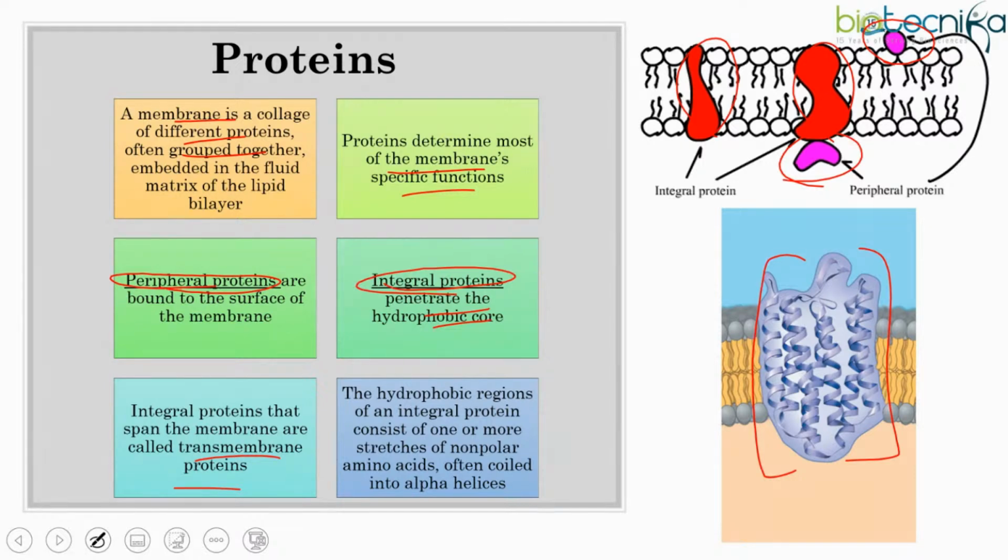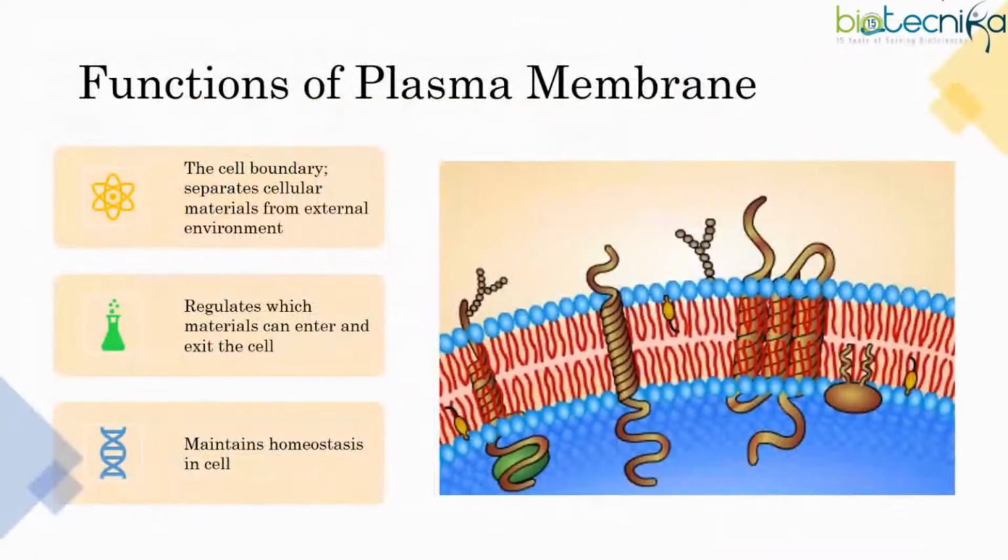The hydrophobic region of an integral protein consists of one or more stretches of nonpolar amino acids. As I said, the part which is embedded in the membrane might consist mainly of nonpolar amino acids, and they are coiled into alpha helices. Okay. Quickly, what is the function of the plasma membrane? Being the cell boundary, it separates cellular materials from the external environment.